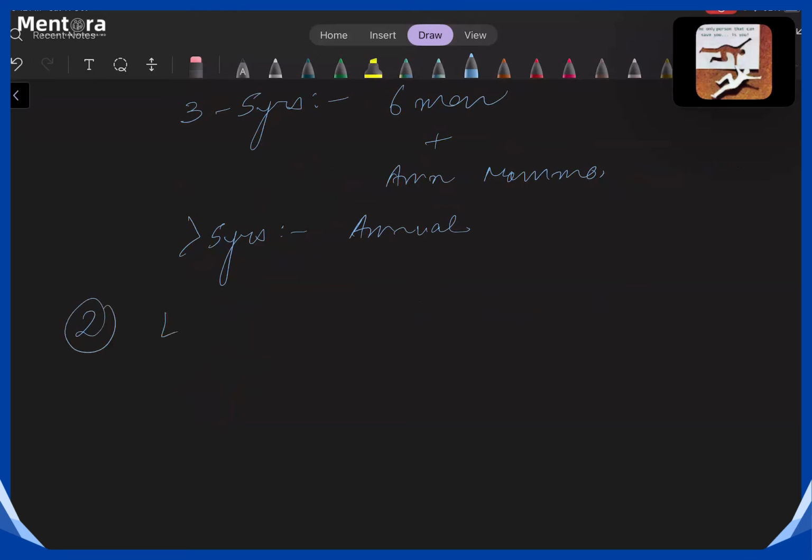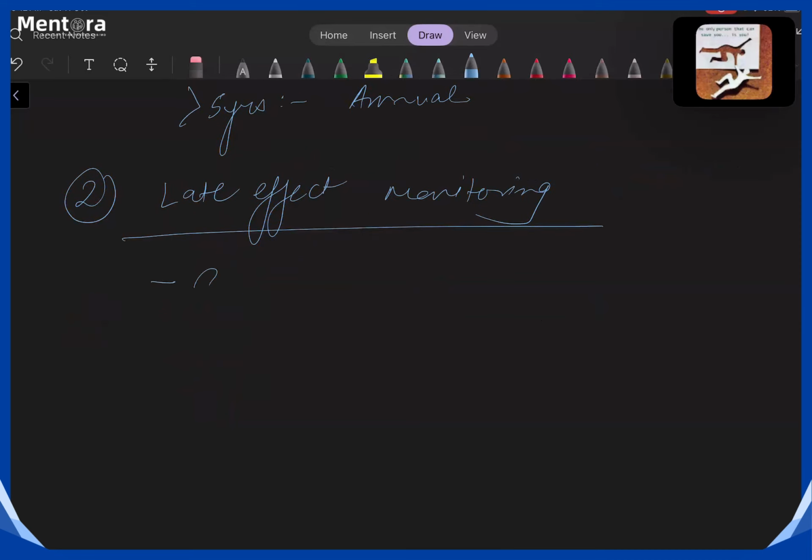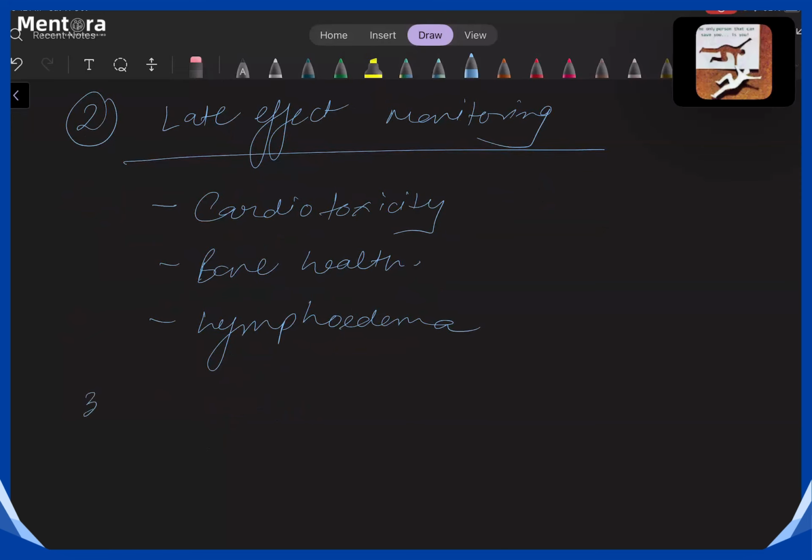The second thing that you should look after is the late effect monitoring. That is the effect of the treatment, especially the chemotherapy agents, because many of these drugs like trastuzumab and doxorubicin, that is adriamycin, are cardiotoxic. So you need to look out for cardiotoxicity. Trastuzumab is known for dilated cardiomyopathy. You need to evaluate the bone health of the patient, and you need to look for lymphedema, because these patients are undergoing axillary lymph node dissection. The third important component would be psychosocial support, which is a very important component in managing breast cancer patients.